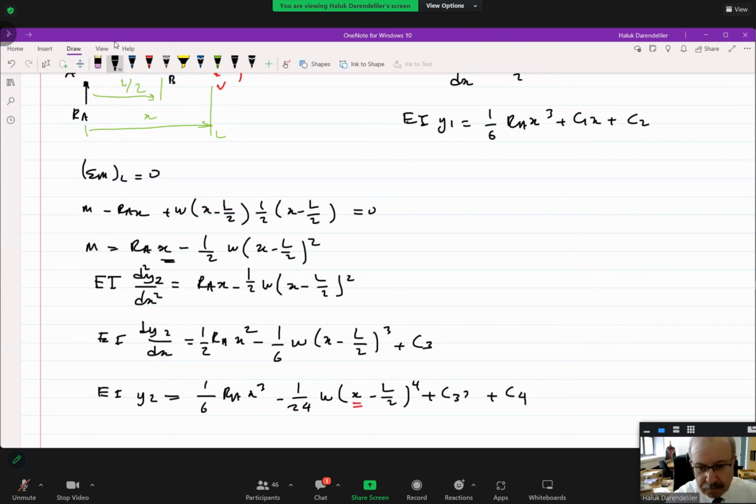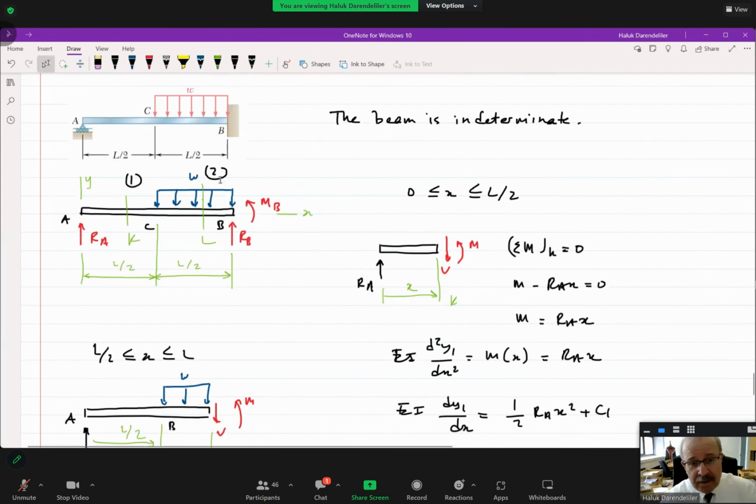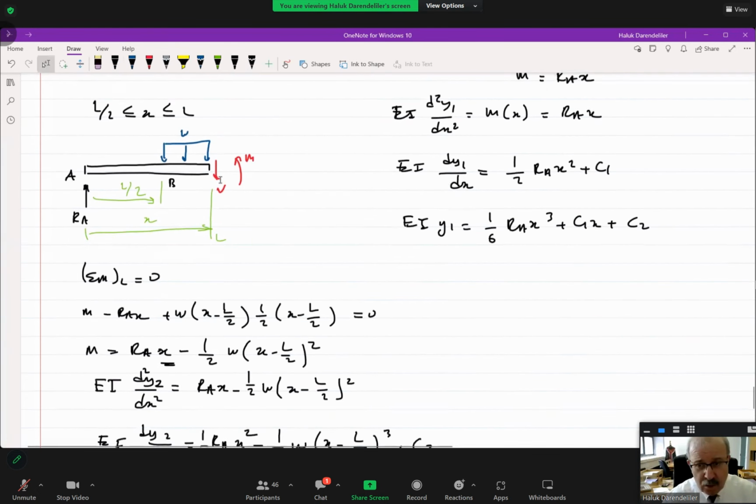Now look. This is the equation of the first line. It's the first part of the elastic curve. This is the equation of the second part of the elastic curve. Now we have these. Now remember, this is a statically indeterminate problem. So we don't know RA in this problem. Also, since we don't know RA, if you look at the free body diagram, we don't know RB and MB.